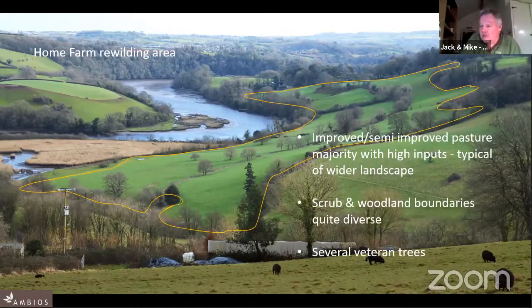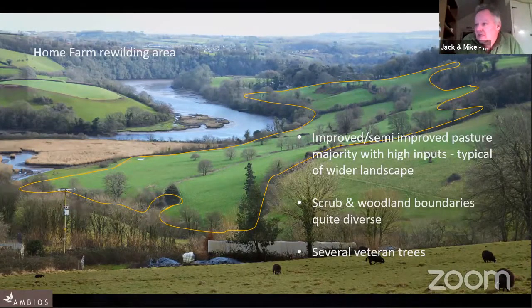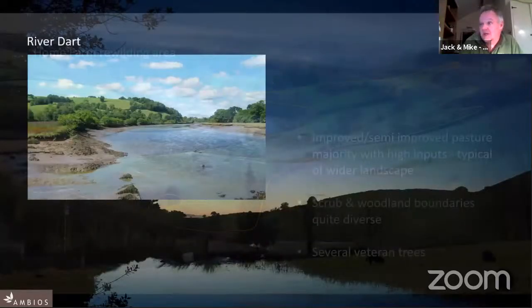And there's several veteran trees dotted mainly along the main track through the middle of the site, which are dating from the original planting, we think. And so we have some sweet chestnut, some lime, and some beech trees, which are really very old, and oak as well. Yeah. So the context, it's right by the Dart.